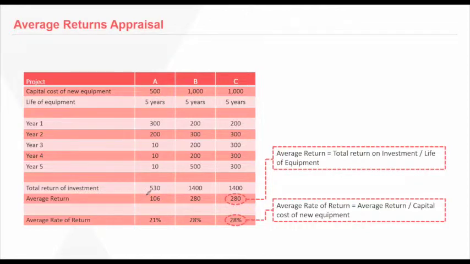For project A, our average return is 106. Now, how did I get to that number? What I did is I added 300 plus 200 plus 10 plus 10 plus 10 and divided it by the number of years. In this instance, 5 years. So when we added these together, we called it our total return of investment, which was 530.